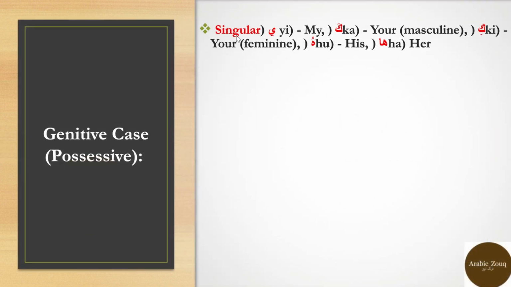Today we will learn singular for first person, my in English, and in Arabic ya. In English your, or in Arabic ka. Ka for masculine and ki for feminine, your. His in English and in Arabic hu. Her in English and in Arabic ha.